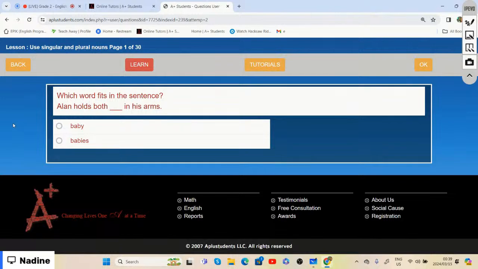It says Ellen holds both. If we say both, then we already know it's going to be more than one. So Ellen holds both. Do we say both baby or both babies in his arms? So what do we say? Do we say it is baby, which is option one, or babies, which is option two, in his arms?